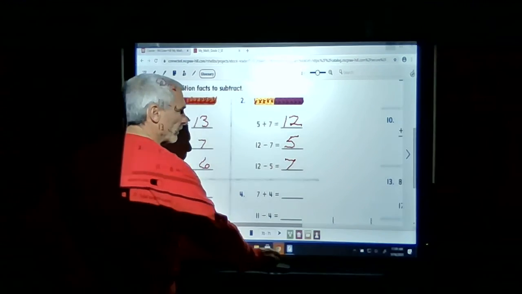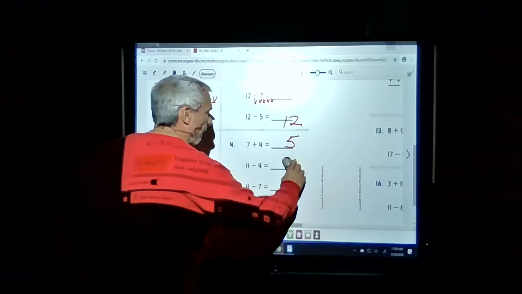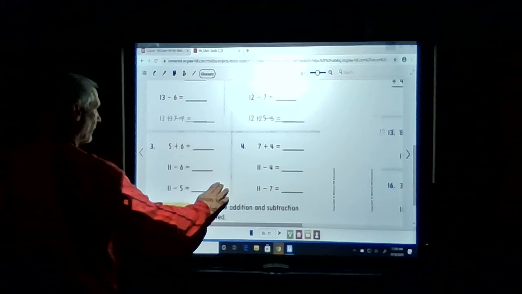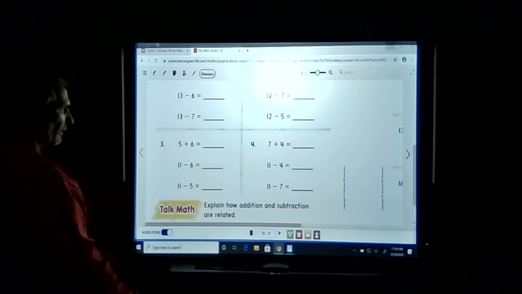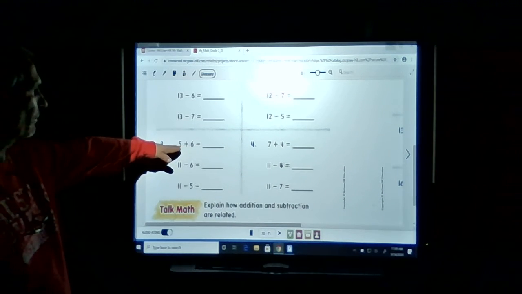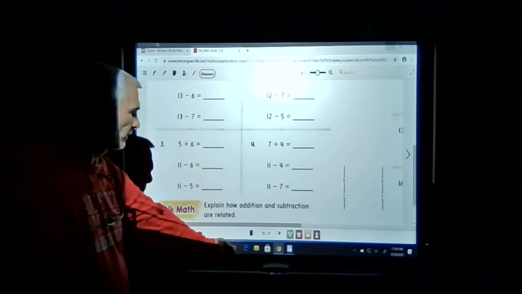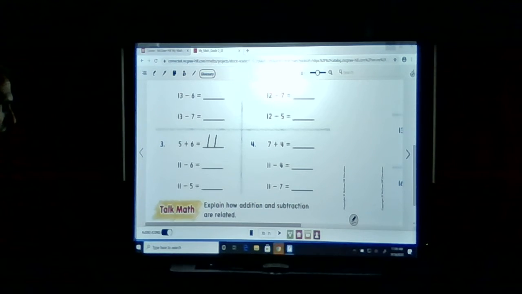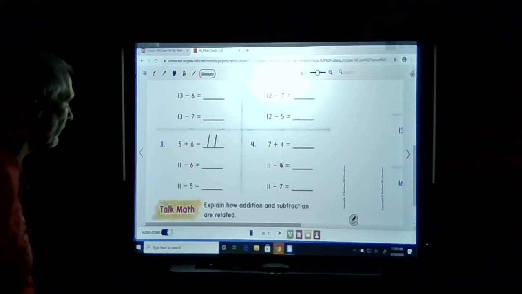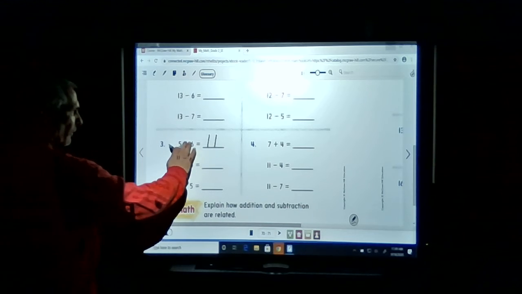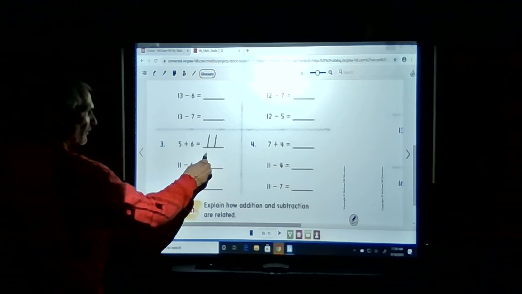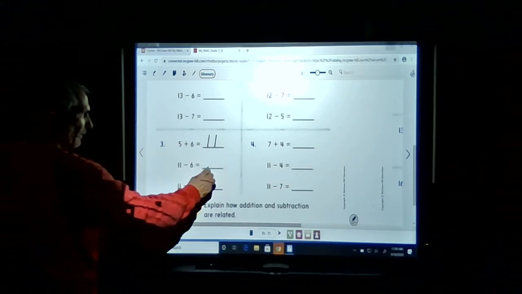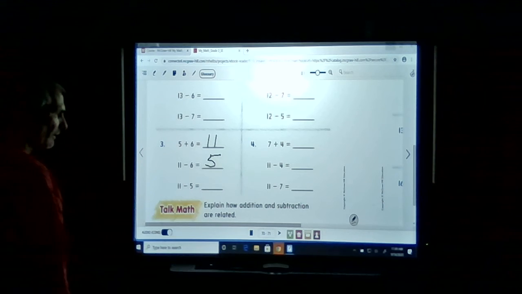Let's do 3 and 4. Number 3. This time we have another close to doubles plus 1. 5 plus 5 is 10, and one more, 11. Now we're doing it without our cubes. If you want to use your chips, you can. But I also can remember 5 plus 6 is 11, so 11 take away 6, kind of like you're going backwards. 11 take away 6, well, the other number is 5.